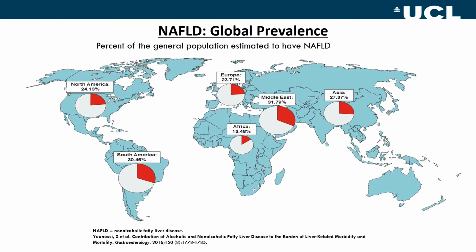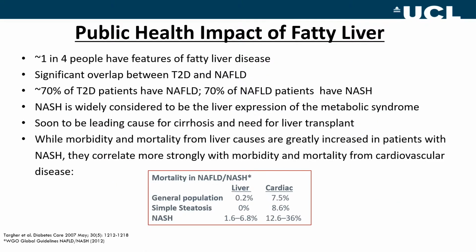Another sequelae of metabolic disease is that of fatty liver, which has become more and more prevalent and is now becoming a global issue. And we know that the impact of this on healthcare is not insignificant, with 1 in 4 people having features of fatty liver disease, either biochemically or on radiology. And there is a significant overlap and coexistence of type 2 diabetes with fatty liver disease. And it is now widely considered that non-alcoholic steatohepatitis will lead to significant cirrhosis and the need for liver transplantation, overtaking that of viraemic hepatitis and end-stage liver disease.